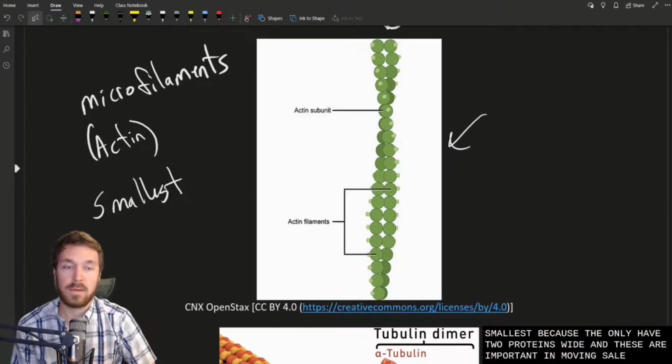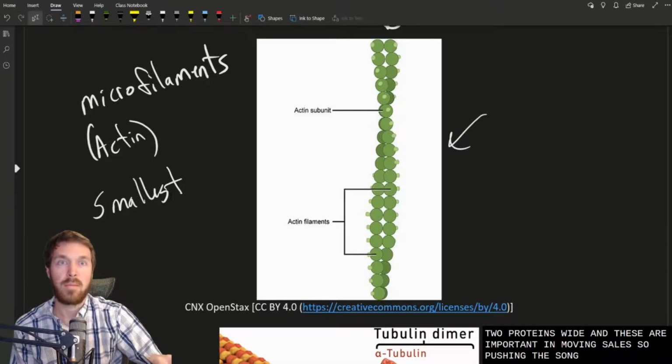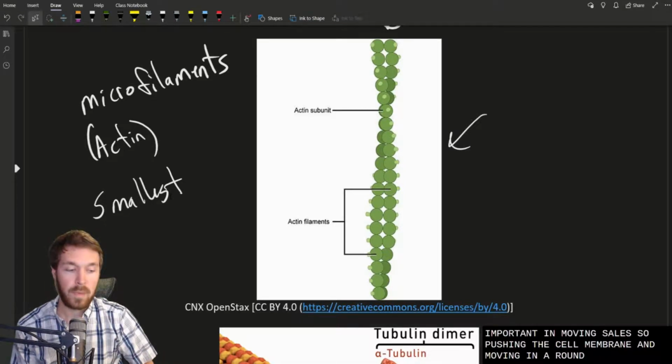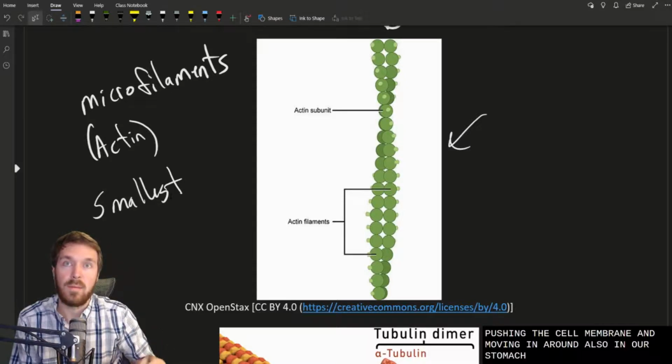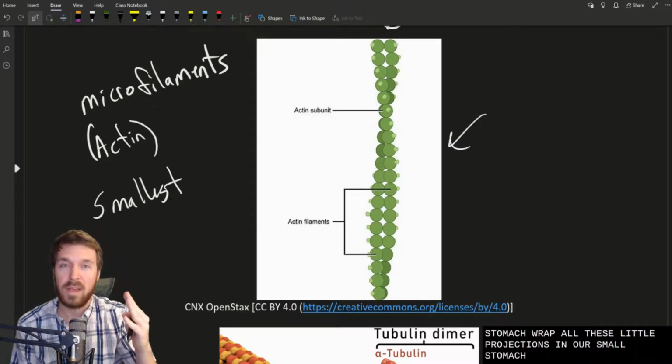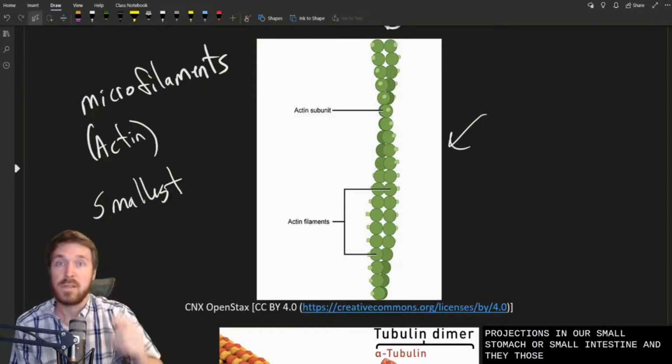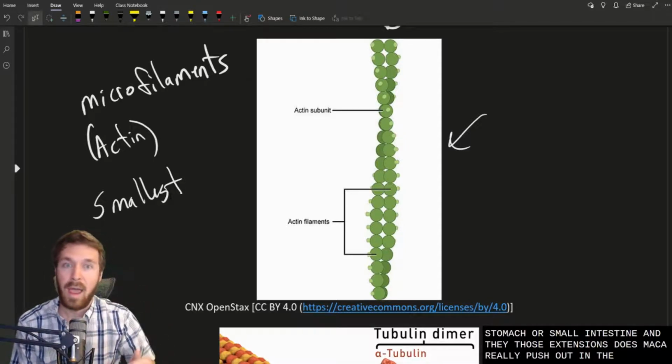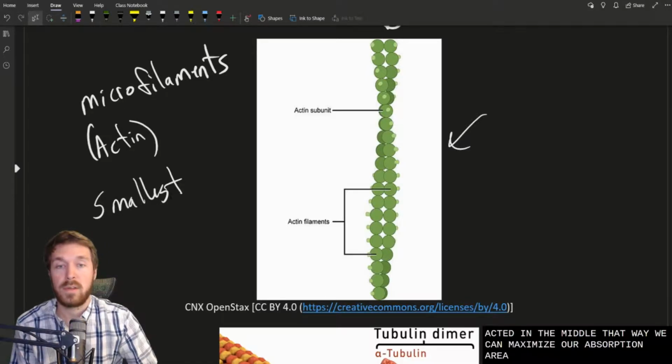These are important in moving cells, so pushing the cell membrane and moving it around. Also, in our small intestine, we have all these little projections, the microvilli. Those extensions push out and they have actin in the middle. That way we can maximize our absorption area and bring in more nutrients for digestion.